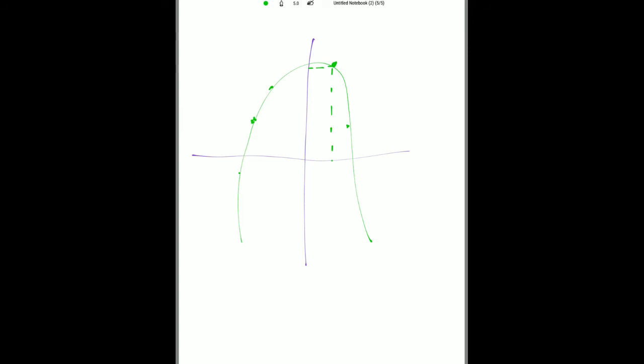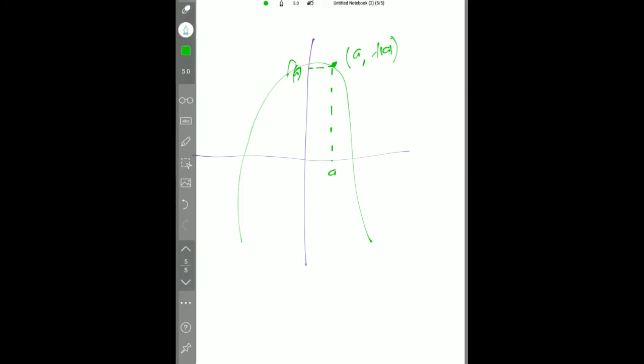But we want to find the gradient at a single point, and this point we will call (a, f(a)). So let me put it in brackets right here, (a, f(a)). Yeah, so that's what we want to find. So we want to find the gradient at that point.